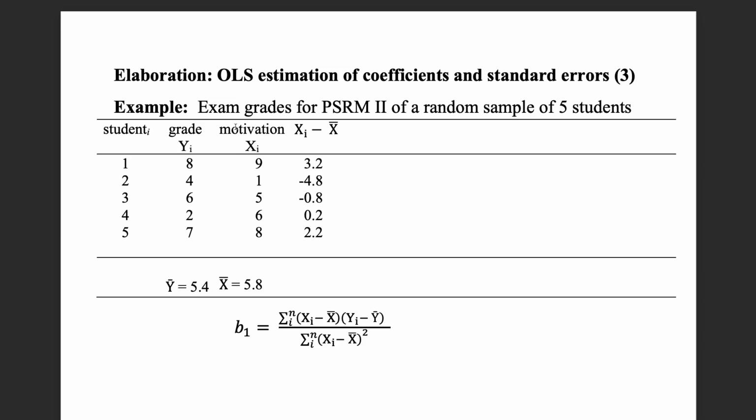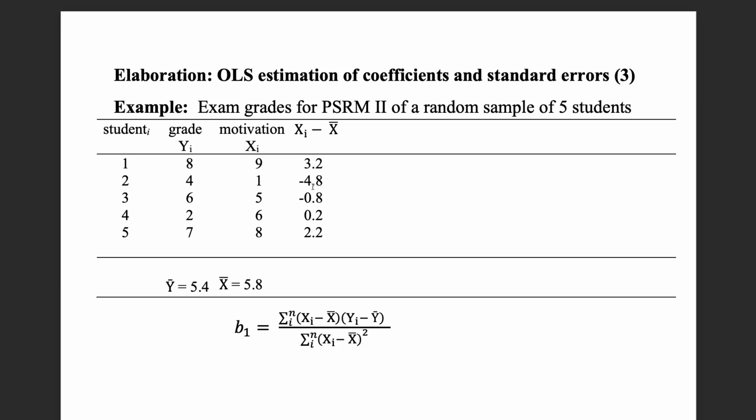So yeah, the motivation for the first student was measured to be 9. The average on motivation in this entire sample of 5 students is 5.8. So this is a relatively highly motivated student in this group of a sample of 5 students. And you can see this if you calculate the deviation score. So 9 minus 5.8 works out to 3.2. So for this student, the level of motivation was 3.2 points above the average level of motivation in this sample of 5 students.